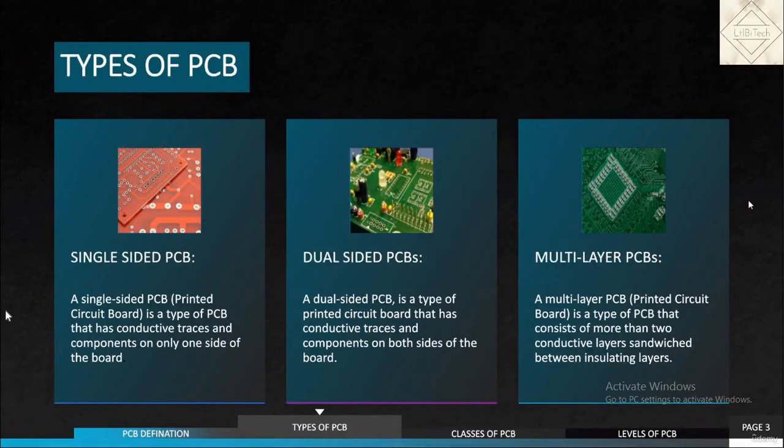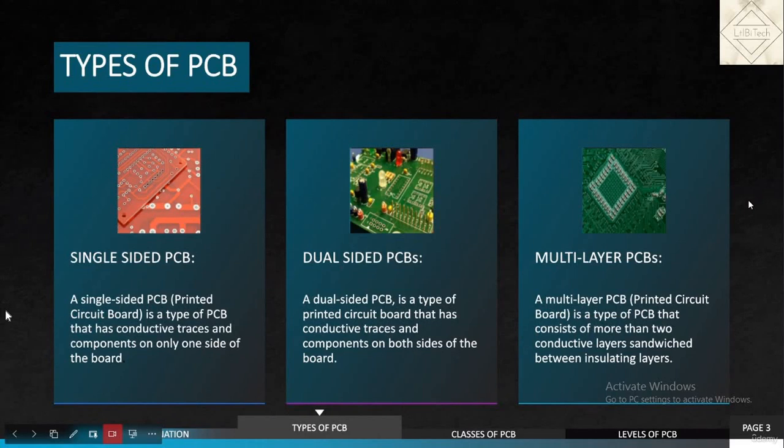Hello everyone, in this session we will discuss the types of PCB. Single-sided PCB is one type, and then dual-sided PCB and multi-layer PCB. So let us discuss the single-sided PCB.